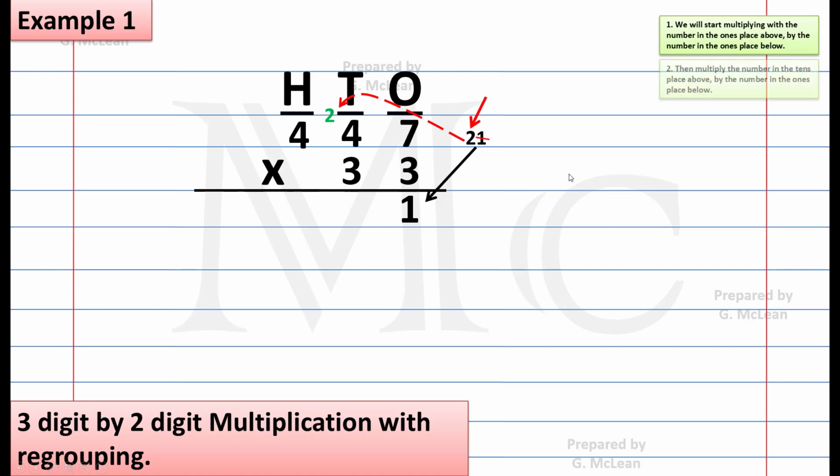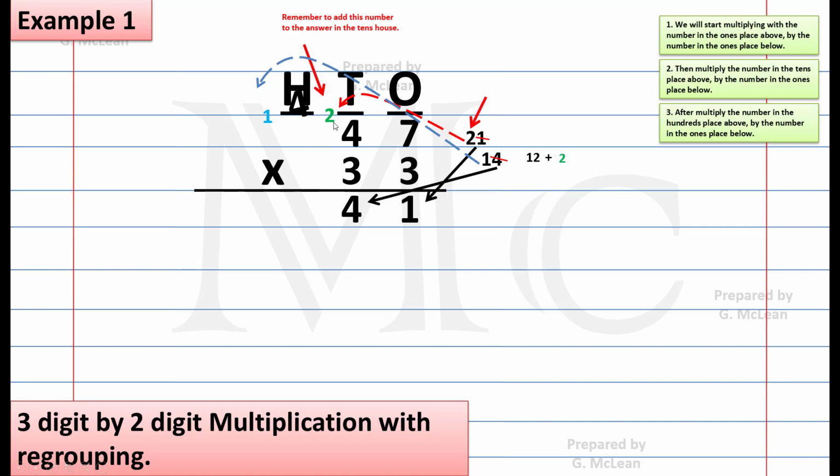So we multiply now. 3 times 4, giving us 12. Not to forget the number we carried over. So we know 12 plus 2, giving us 14. We can't place the whole 14 here, because we're still in the tens house and there are numbers in the hundreds house. So mark off the 4, place it in the tens house, carry the 1 over to be used in a while.